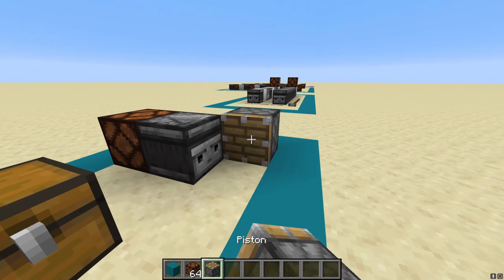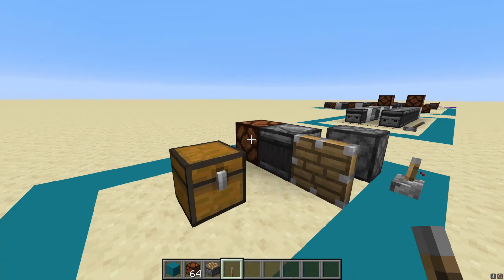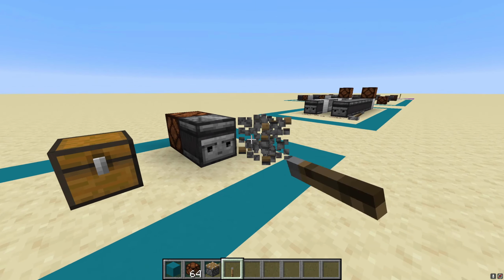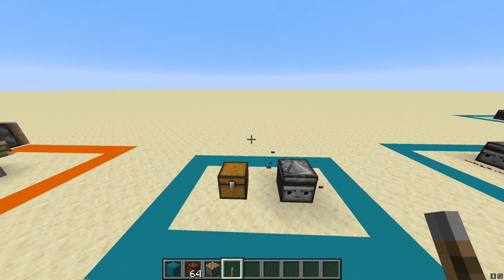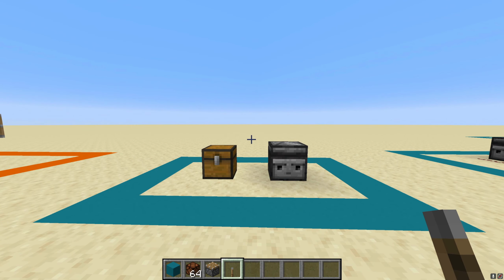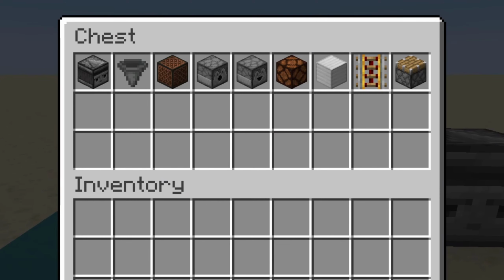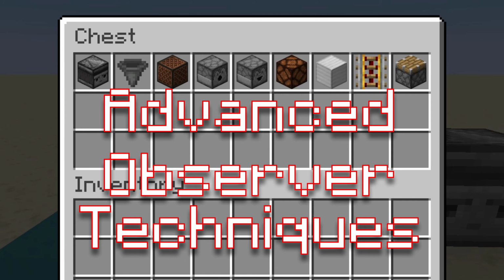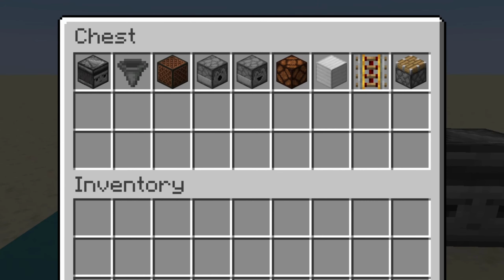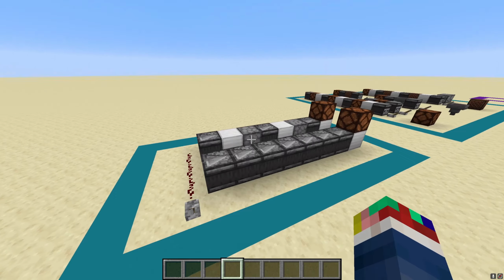That kind of goes for anything. So if you had a piston right here and you have a lever, if you go ahead and give that a flick, that lamp will light up. Same thing if you retract it. So observers are very useful, and that's why if you want to do advanced redstone, then you got to learn them. But all of these items in here will actually assist in advanced observer techniques. It's kind of a fancy way of saying that these are useful with the observer. So this is an example.